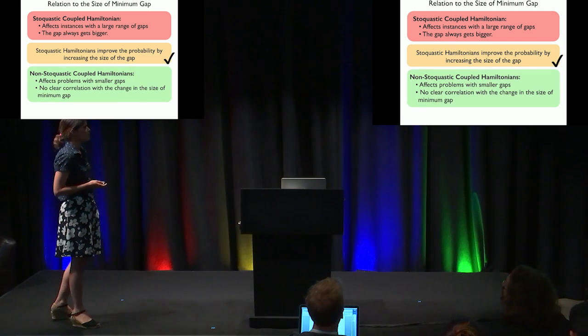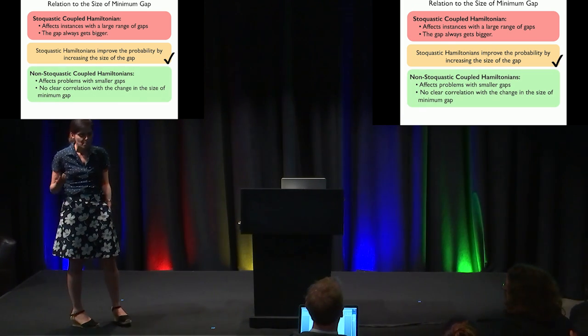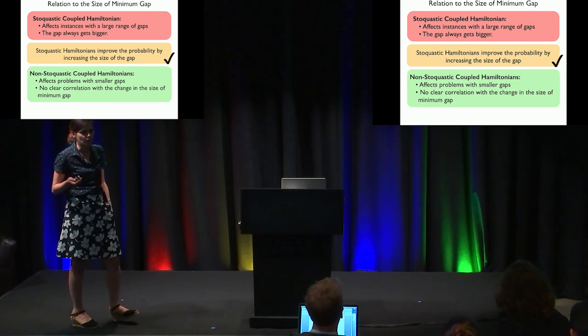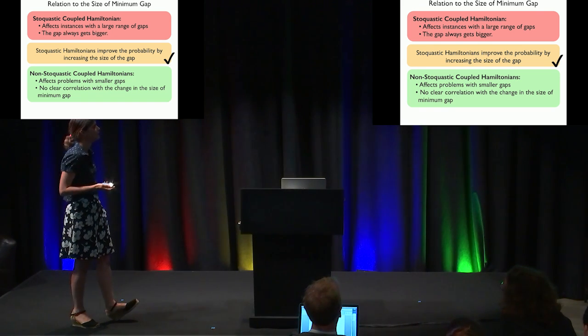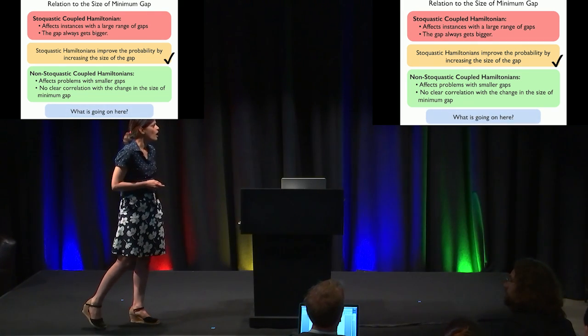Now, what happens in the non-stochastic case? In the non-stochastic case, we see that for the majority of cases, we basically don't see a pattern between the change in the size of the gap and what happens with the probability. So what is going on here?